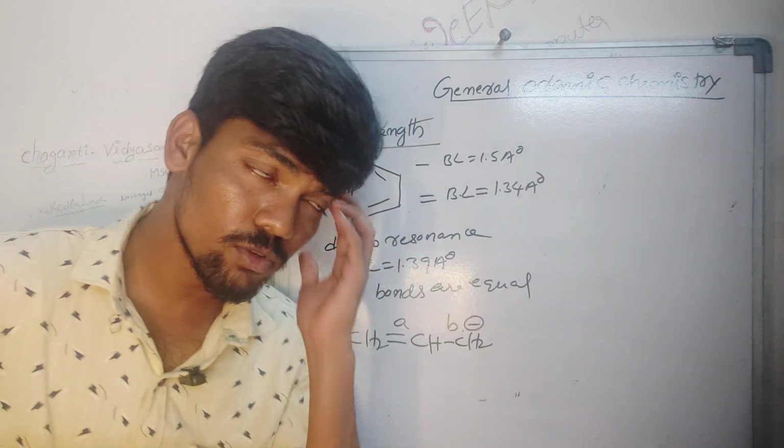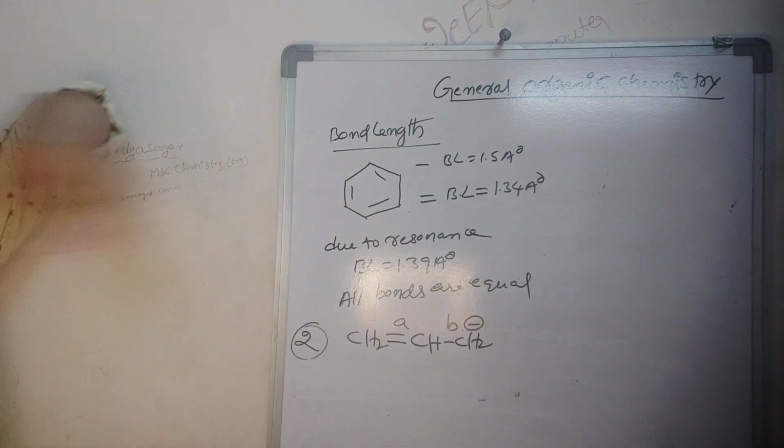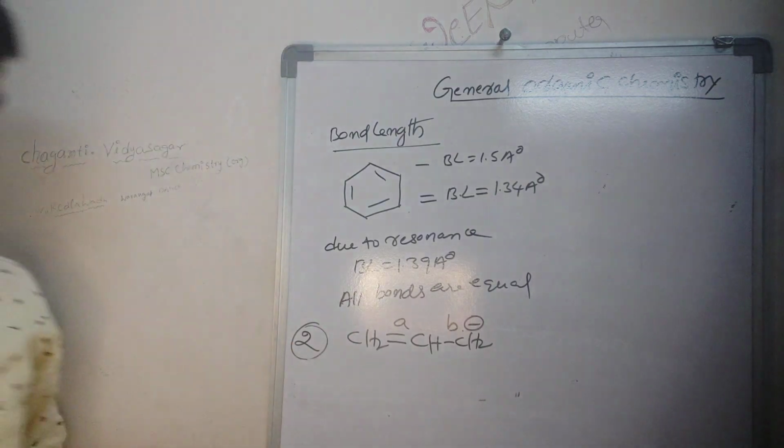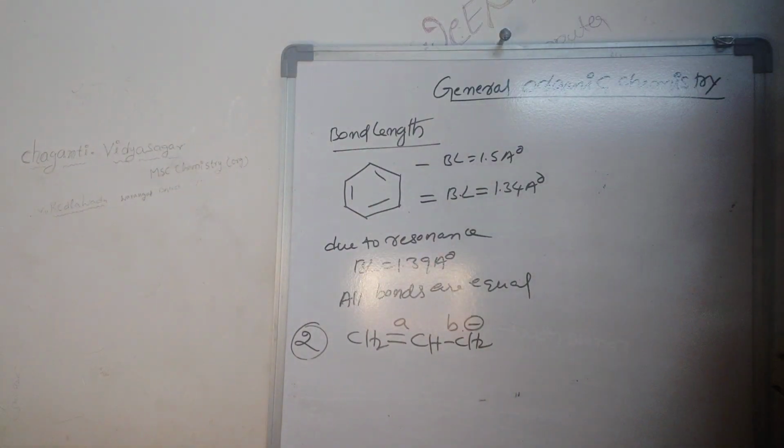Okay, guys. Coming to this point. So what happens here? This resonating structure will be given. So in this resonating structure, what about their bond length? So bond length, you know, bond strength.